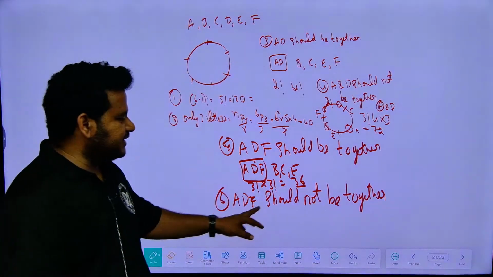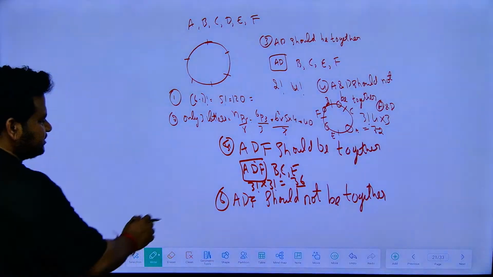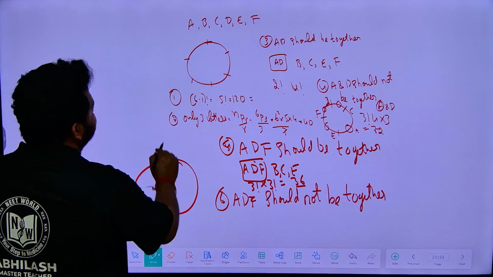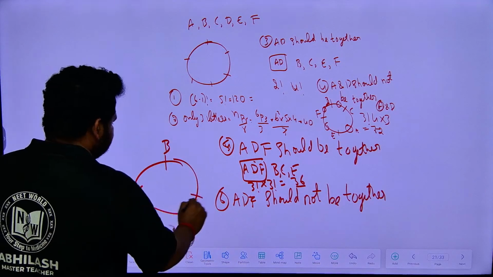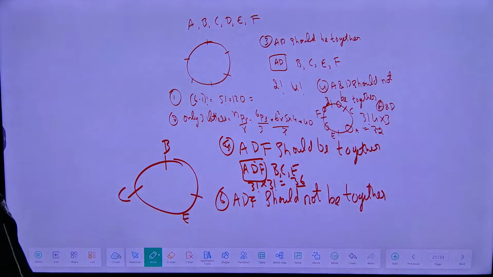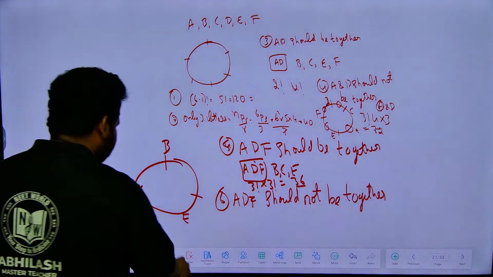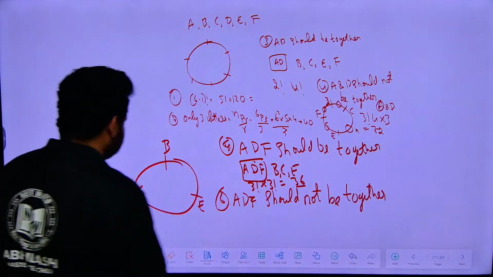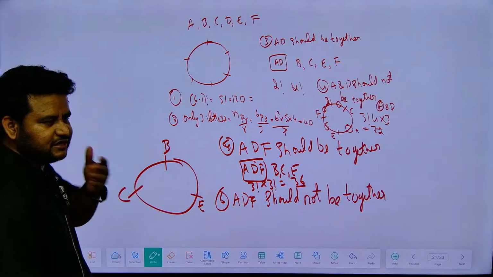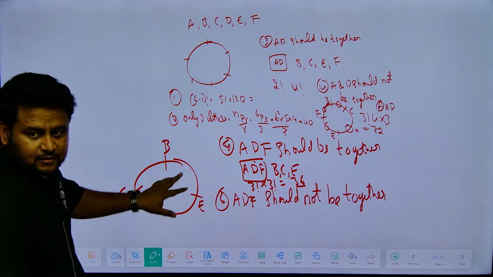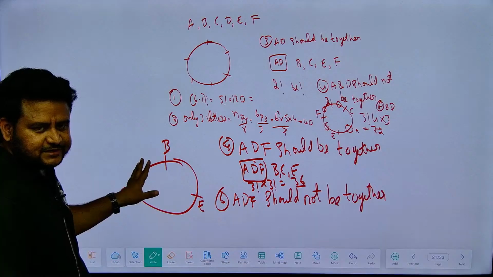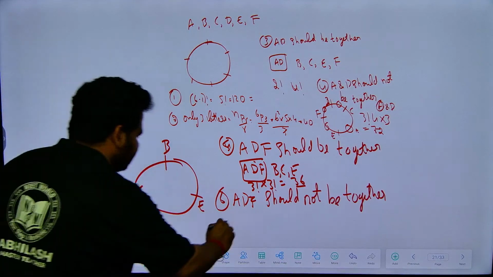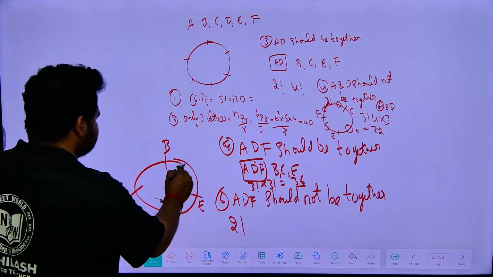Now we are telling ADF should not be together. ADF should not be together means let us fix the other things. What are the other things? ADF is left, so we have B, C and E. These 3 letters can be arranged in how many ways? In linear, 3 letters means 3 factorial. In circular it means 3 minus 1, 2 factorial. Very good.